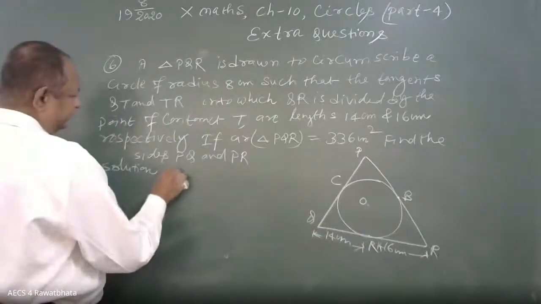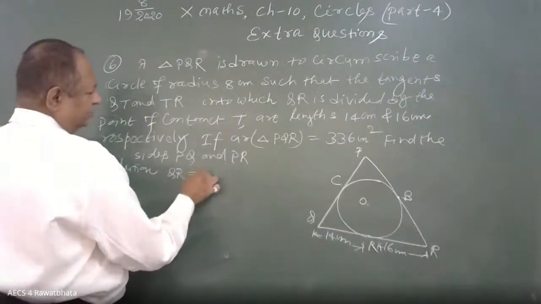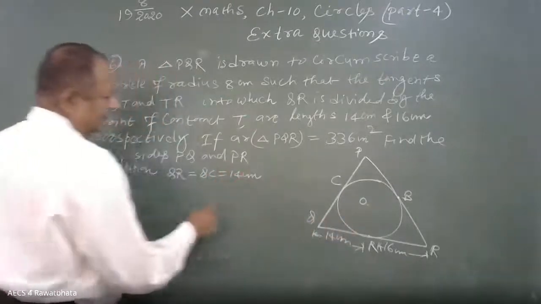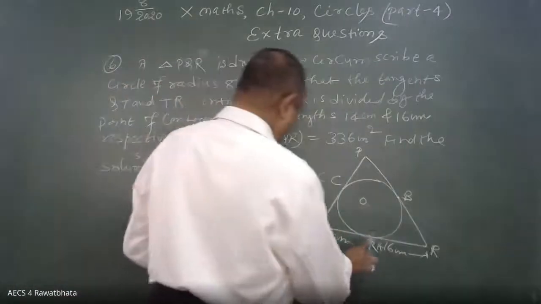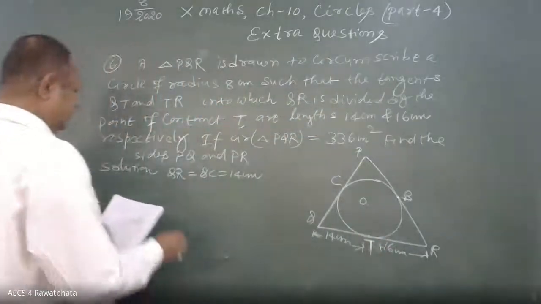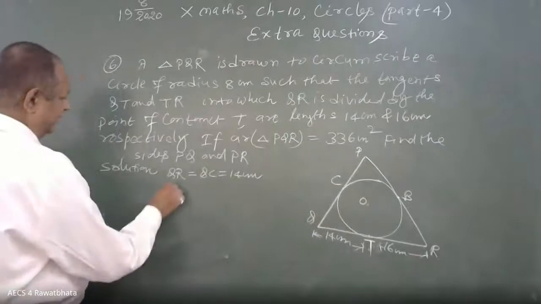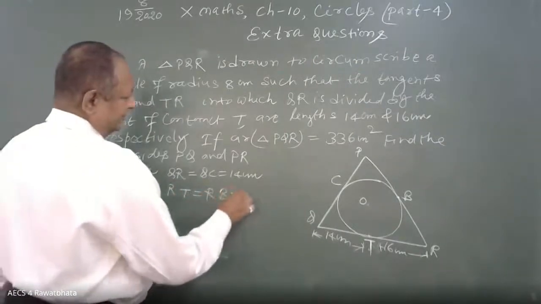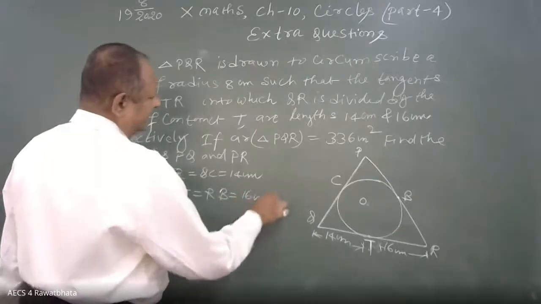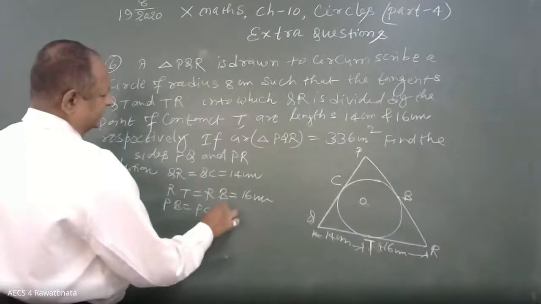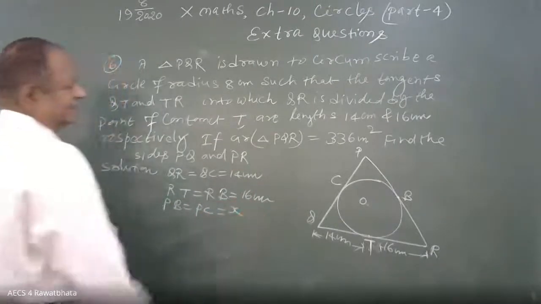QT will be equal to QC, that is 14 centimeter. This point is T. So RT will be equal to RB, 16 centimeter, and PB is equal to PC, that is say x.